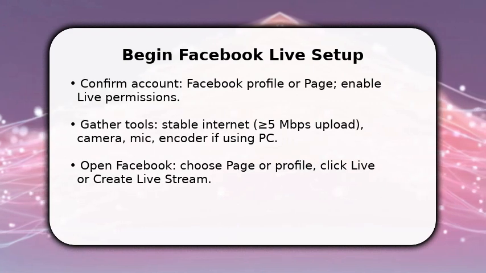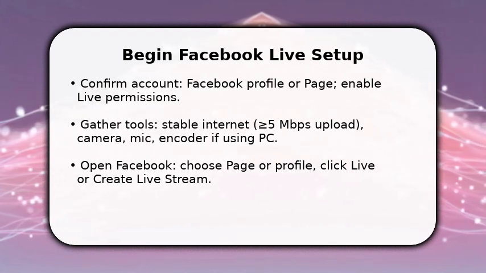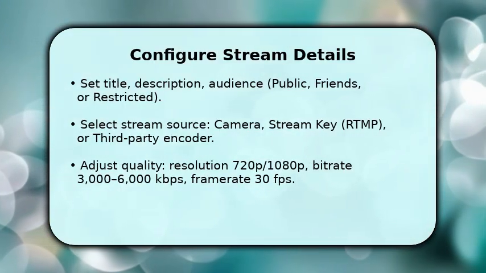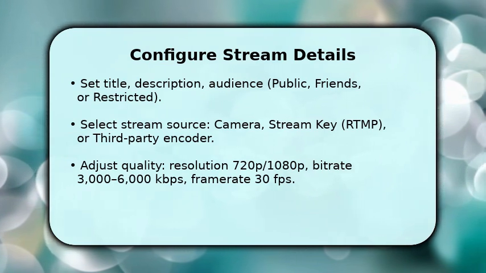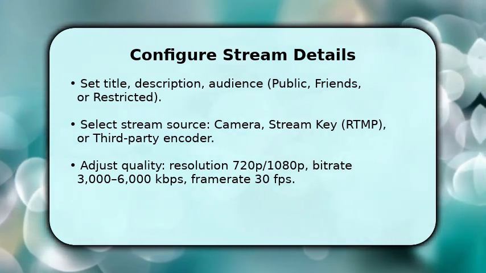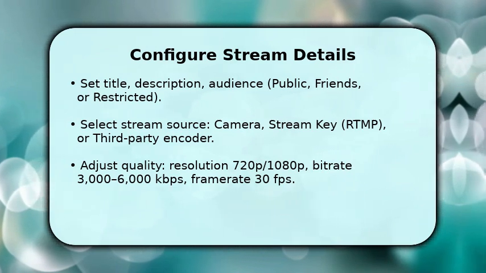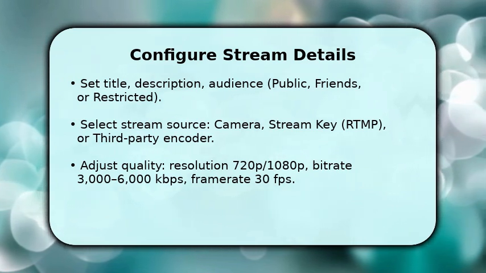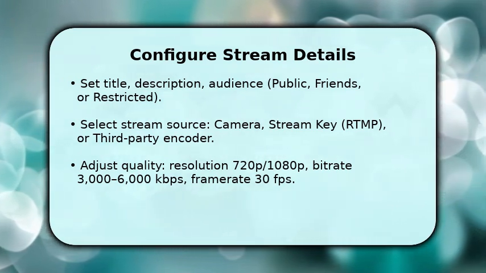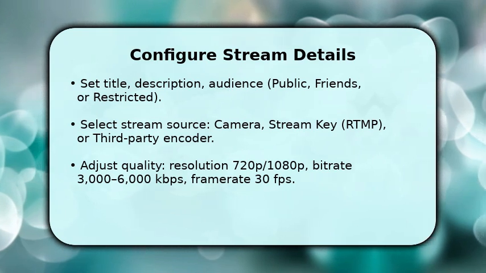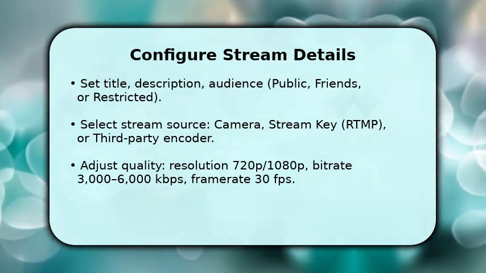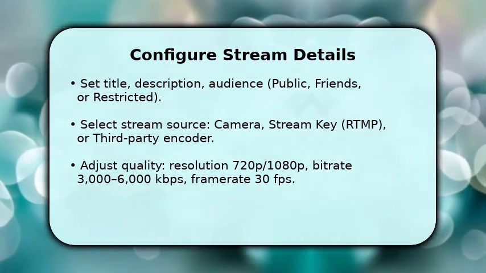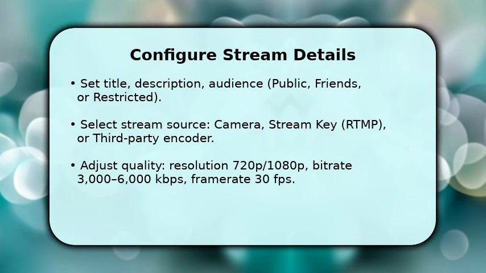You'll now configure the middle steps that control how your live looks and who sees it. Enter a clear title and description, choose the audience and add tags or a thumbnail. This affects reach. If using an encoder, copy the stream key and server URL into your software. If using camera, pick the correct device. Make sure to set resolution and bitrate, 720p or 1080p with 3,000 to 6,000 kbps and 30 fps is a reliable target. You're at the final steps.